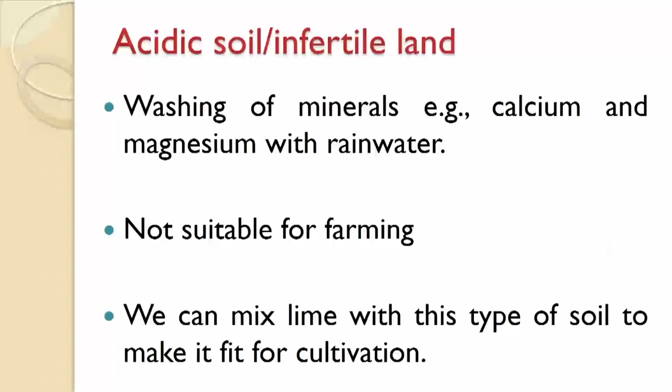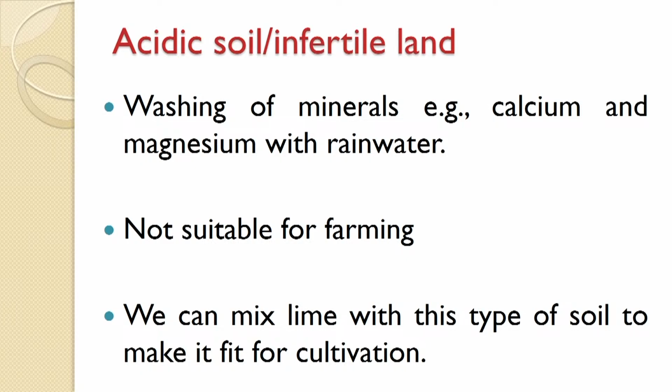So next comes the fourth and the last type of soil which is commonly found in India, that is acidic soil or infertile land. Here actually the name suggests, here the pH of the soil is less than 7, and acidic soil, if here the pH becomes 3, 4 or below that, this type of soil will not be suitable for farming. Actually, let's understand how these acidic type of soils are formed.